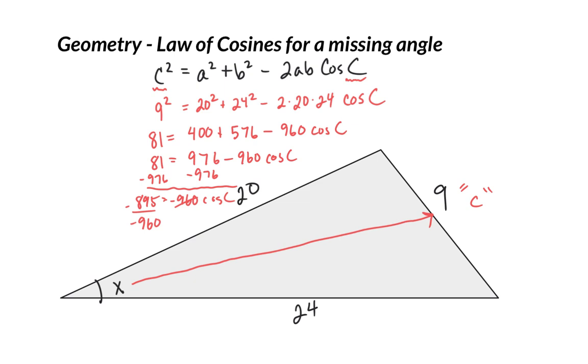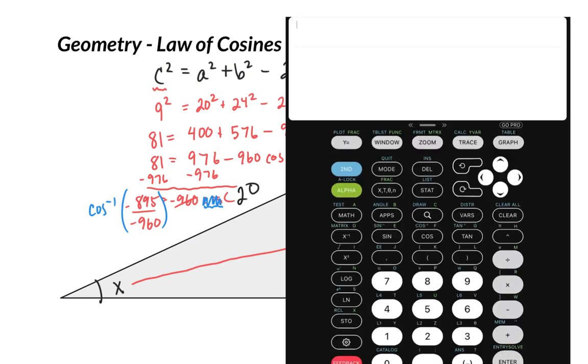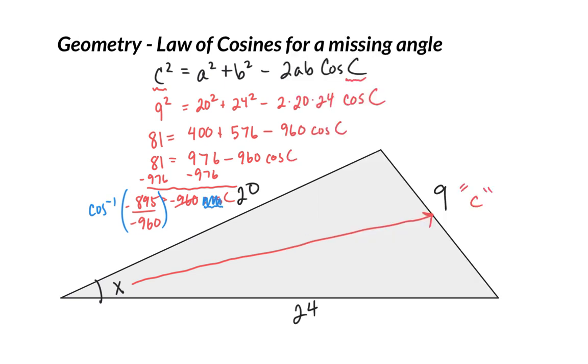If you'll remember from law of sines, the way we get rid of a cosine, so we just have C equals, is we do the inverse cosine. So if I do the inverse cosine to both sides, it gets rid of it here, and I'd have the inverse cosine like that. Let's type that in together. Okay, so I'm going to do second cosine, and then we're going to have negative 895 divided by negative 960. Hit enter, and there we are, 21.2 degrees.